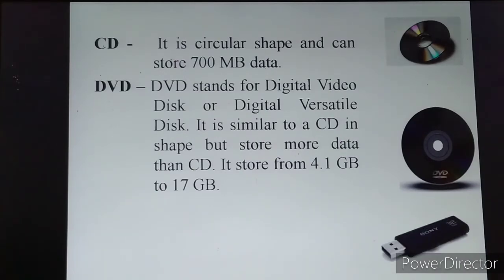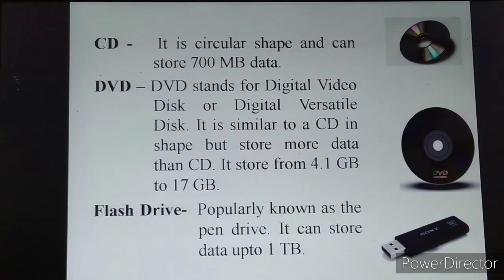Now, what is this? Yes, this is a pen drive. Very good. A pen drive is also known as a flash drive. It can store data up to 1 TB. Nowadays, it is very popular. It is small in size and very light in weight, so we can easily carry it. We can keep it in the pocket and move from one place to another place. Nowadays, a pen drive is more useful in comparison to CDs and DVDs.